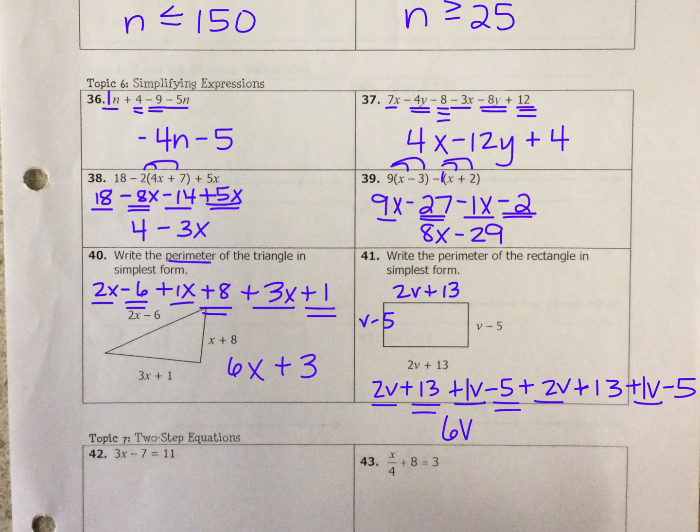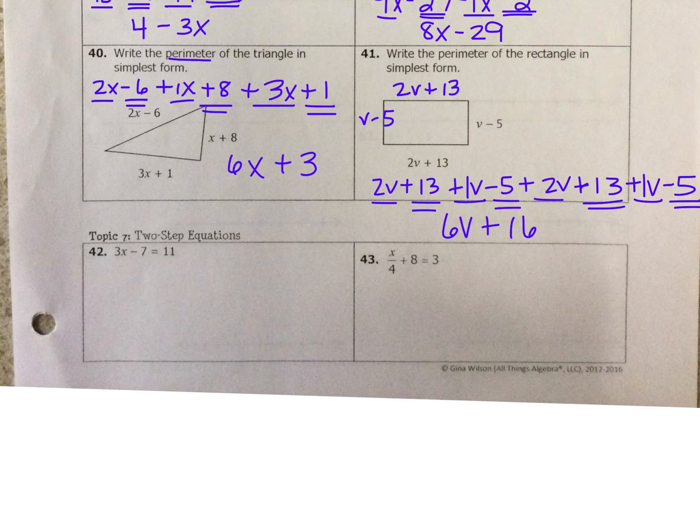13 minus 5 is an 8, plus 13 is 21, minus 5 is 16.